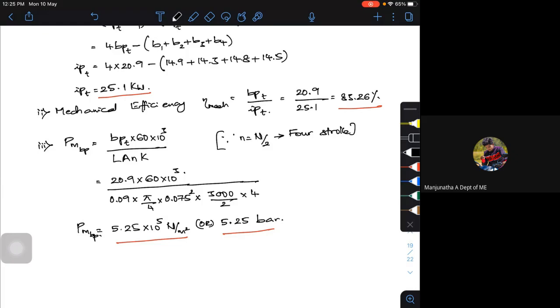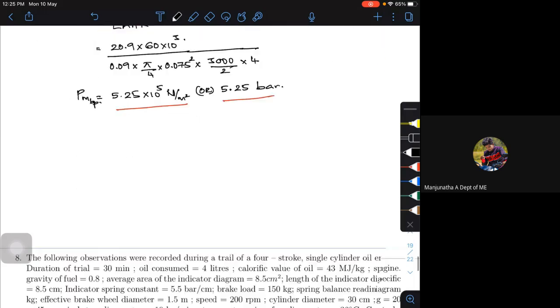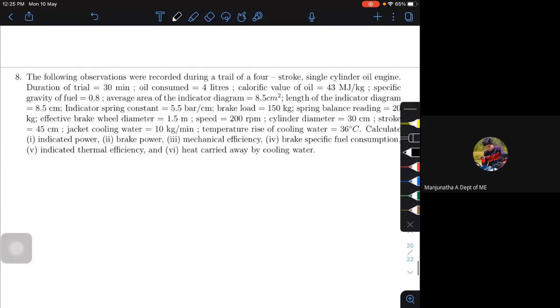Now the only thing left out is that we have to look into some heat balance sheet problems. So let's try to solve 2 heat balance sheet problems, one by one. In the problem, of the 10 numerical statements, I think 8, 9, 10 are all heat balance. So let's take the first heat balance problem.